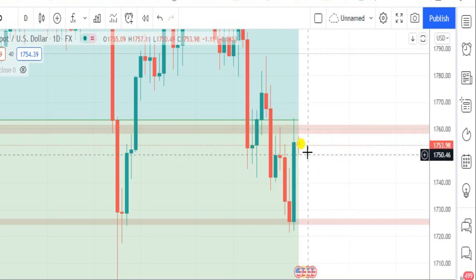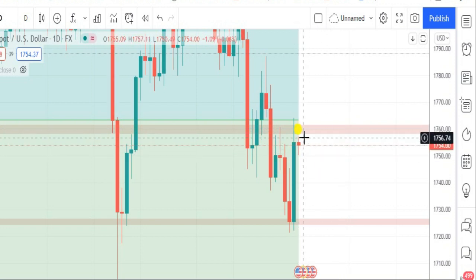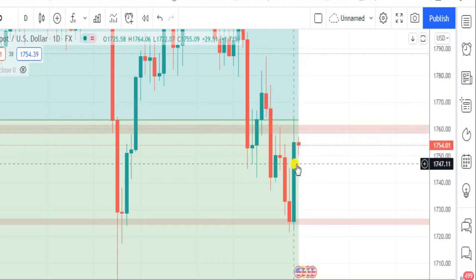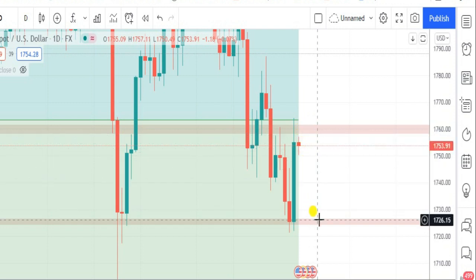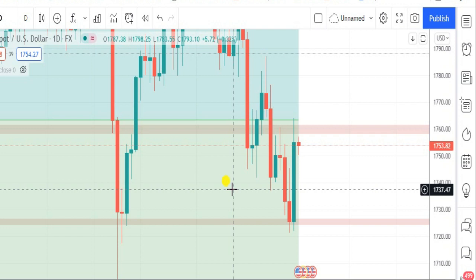So today's closing would also be an important closing. If the market breaks above 1760, you have to open buy trades. Otherwise you can again look towards sell trades, and your targets would be 1725 at least.